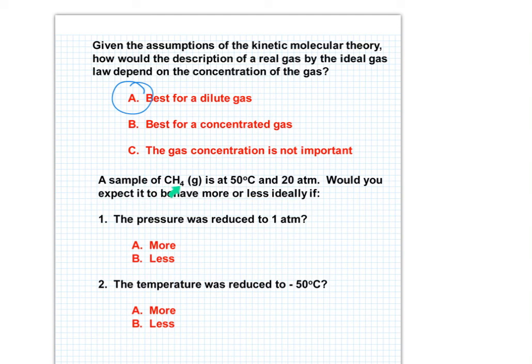Next question, a sample of methane is at 50 degrees C and 20 atmospheres. Would you expect it to behave more or less ideally if the pressure was reduced to 1 atmosphere? So this should behave more ideally. As we go to lower pressures, it behaves more ideally. Next question, the temperature was reduced to minus 50 degrees C. So we're at 50 degrees C, we go to minus 50 degrees C, the molecules begin moving slower, which means they have more time to interact, more opportunity to interact, so therefore the gas behaves less ideally if we reduce the temperature to minus 50 degrees C.